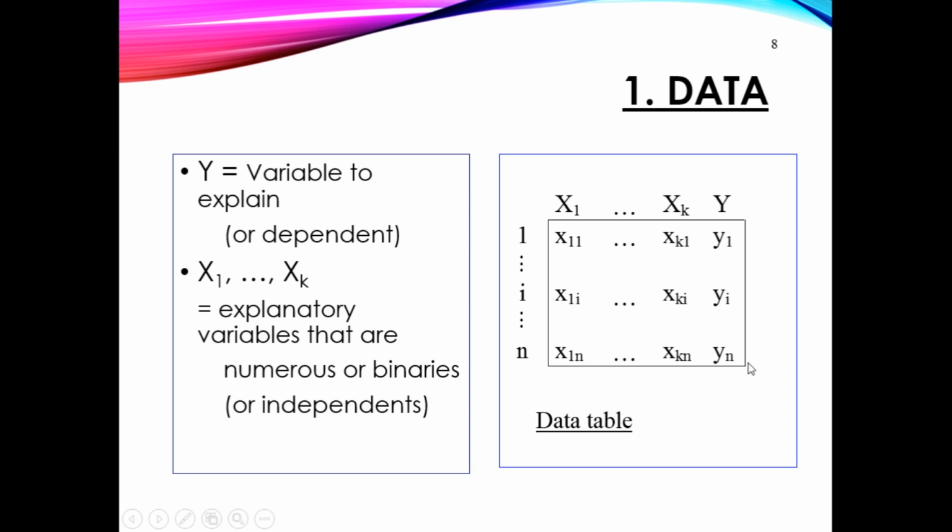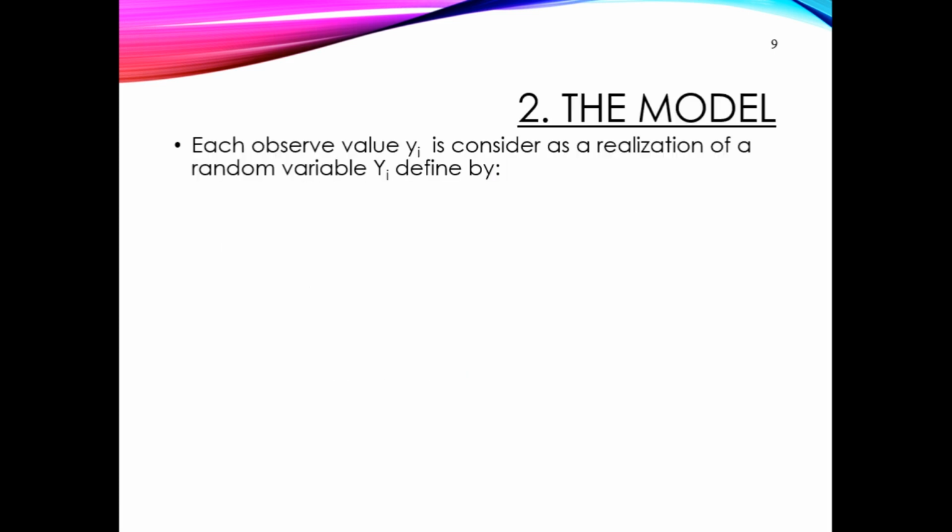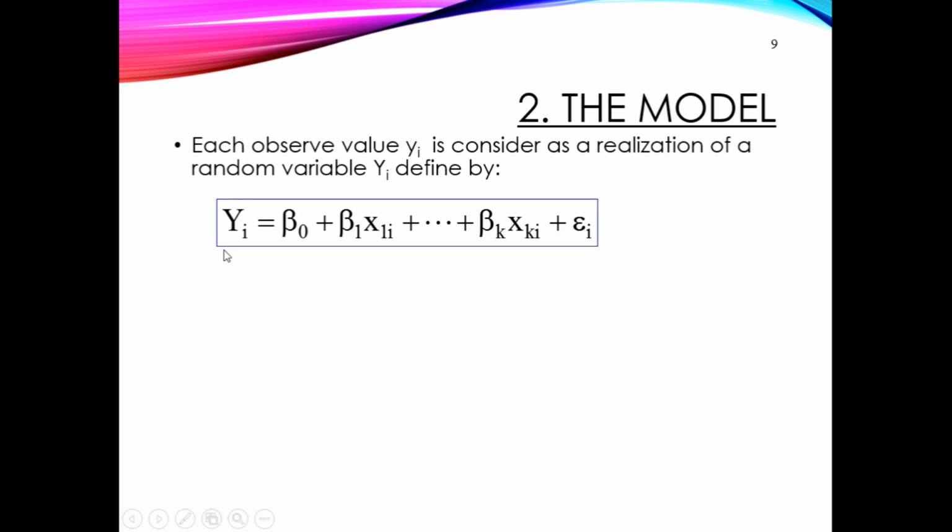In the model that we are going to build, we will denote by yi the observed value that is considered as a realization of a random variable y defined by the relation: yi equals a linear combination of our explanatory variables. So that is the specification of the multilinear regression, where y is the dependent variable or variable to explain, and x1 to xk are our explanatory variables that will be used to explain our dependent variable.